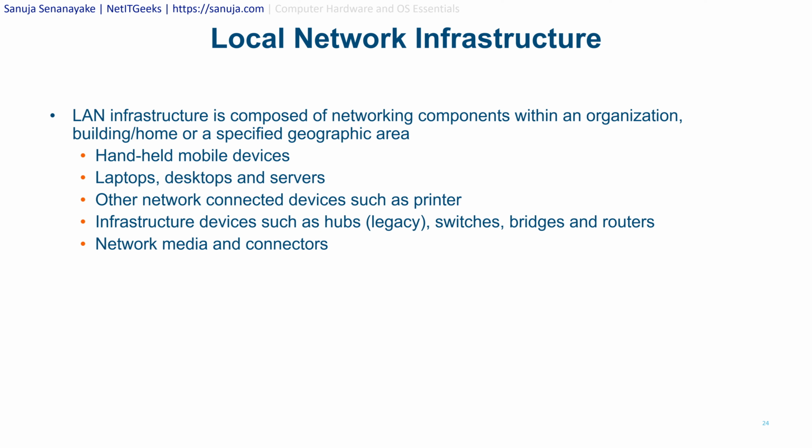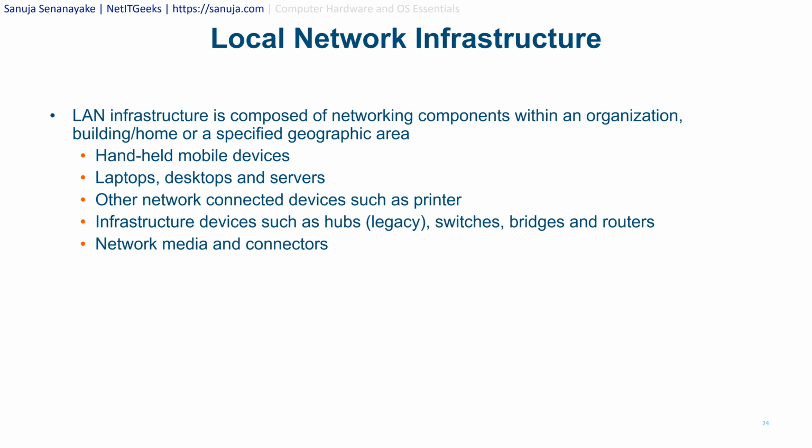Your campus network, for example, between different buildings can still be considered one single LAN. Even though it's technically a WAN, you can still consider it one single LAN depending on how you configure your network. Handheld mobile devices, laptops, desktops and servers, other network-connected devices such as printers, switches and routers, infrastructure devices such as hubs, which are legacy devices, switches, bridges and routers, and network media and connectors are all part of the LAN network infrastructure.